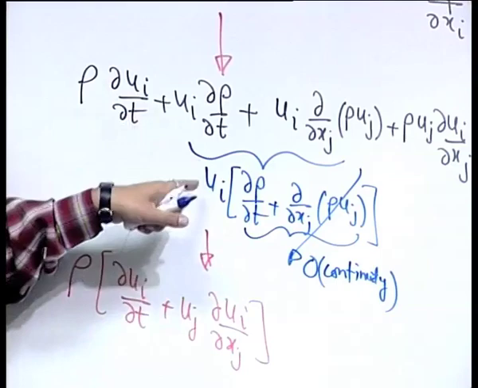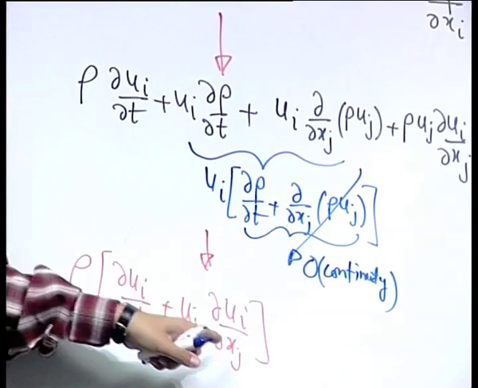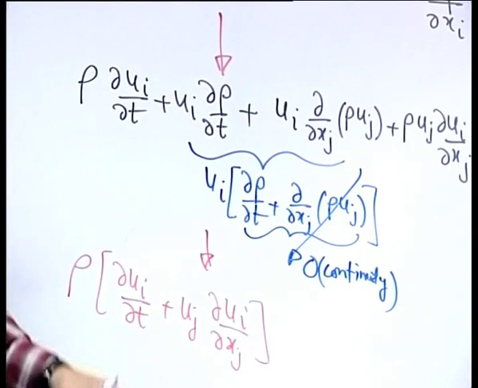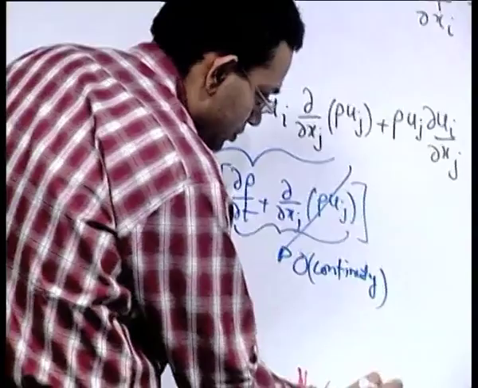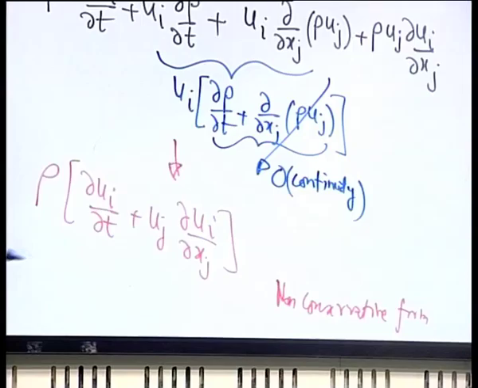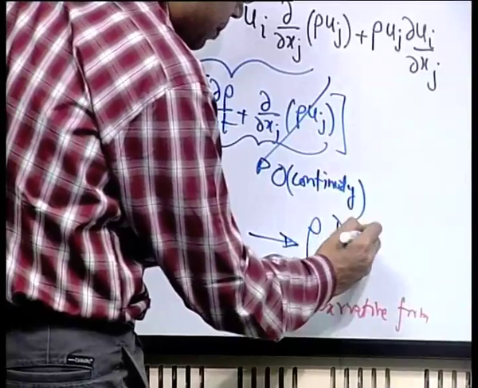So, this is called as a non-conservative form. When rho is inside the derivative, it is called as a conservative form. Conservative form simplified with the aid of the continuity equation will give something which is called as a non-conservative form. And this non-conservative form, you can write in terms of the total derivative. You can write this as rho capital D dt of ui.